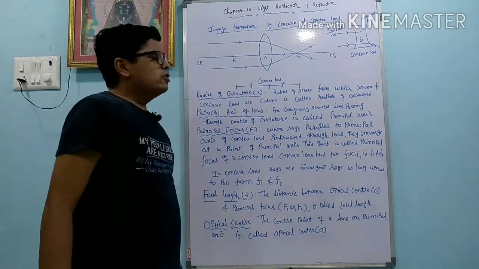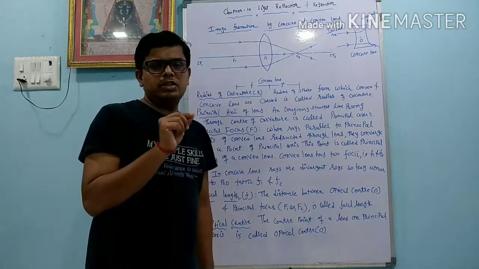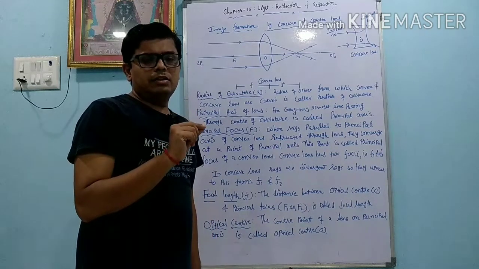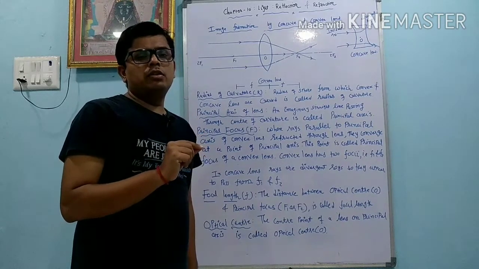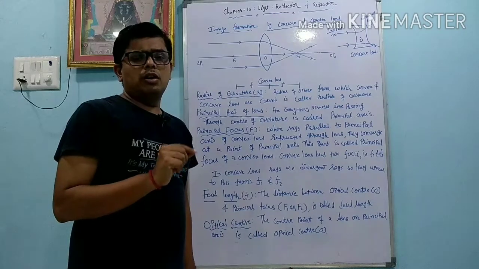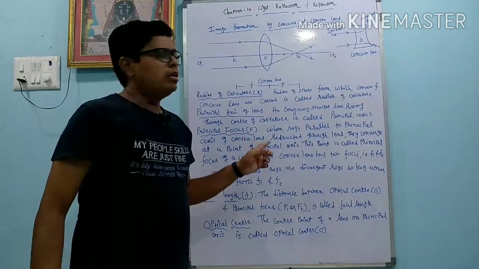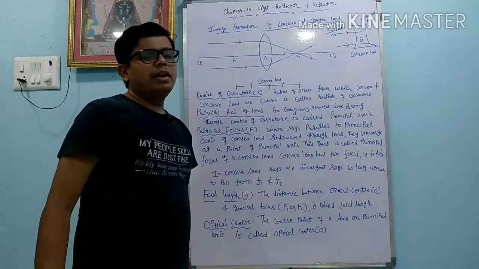First definition is radius of curvature. The radius of a sphere from which the concave or convex lens is made or curved is called the radius of curvature. Radius of curvature is represented by R.